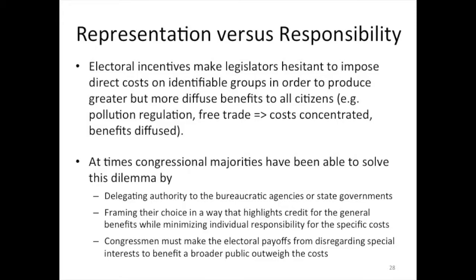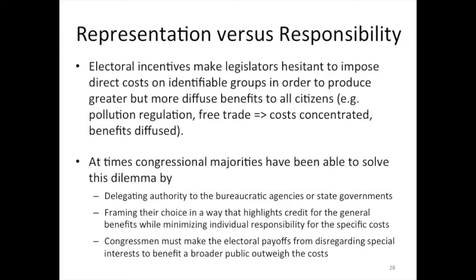Making difficult decisions for the common good can still be achieved. Congressional majorities have been able to solve this dilemma by delegating authority to bureaucratic agencies or state governments, so that the blame for really difficult decisions is taken away from Congress and put on that bureaucratic agency.